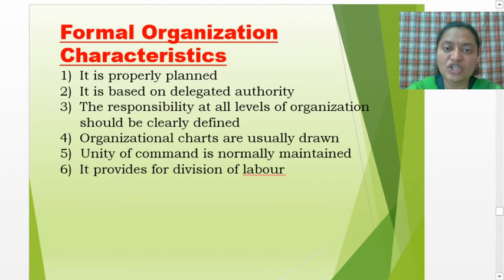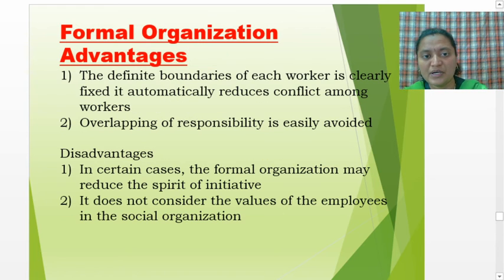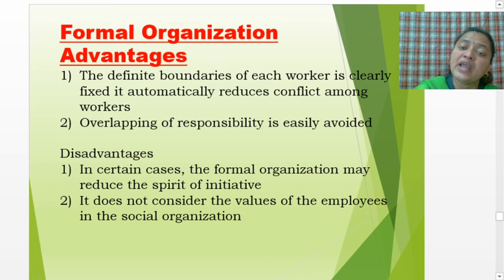Then it provides for division of labor. What do you mean by division of labor? How the total work of the organization is divided or distributed into different parts is called division of labor. Then we are done with the characteristics; now the advantages and disadvantages. The advantage: the definite boundaries of each worker are clearly fixed, and it automatically reduces conflict among the workers, because every worker has been allocated a task.